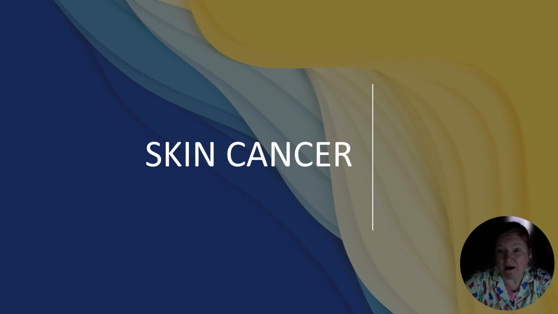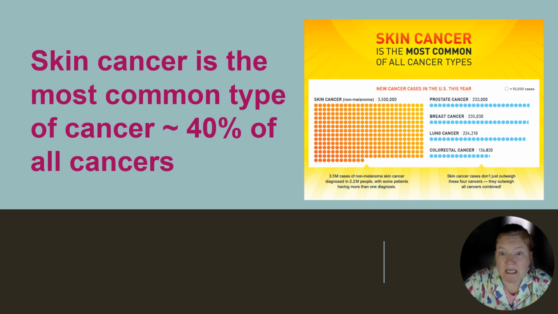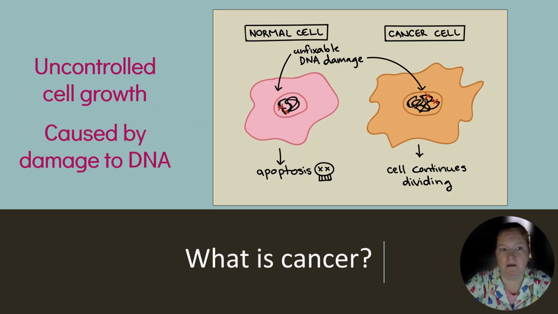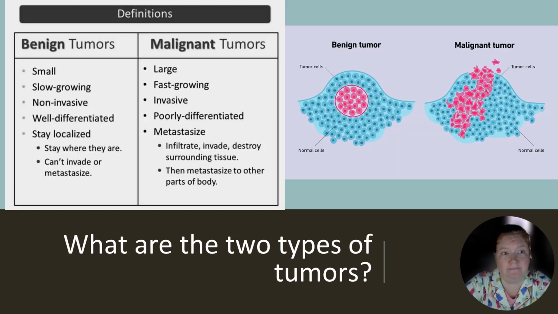All right, now we are talking about skin cancer in this storyline, so let's revisit skin cancer. Skin cancer is the most common type of cancer. 40% of all cancers diagnosed every year will be skin cancer. So what is cancer anyway? Well, it's uncontrolled cell growth. It's caused by damage to DNA.